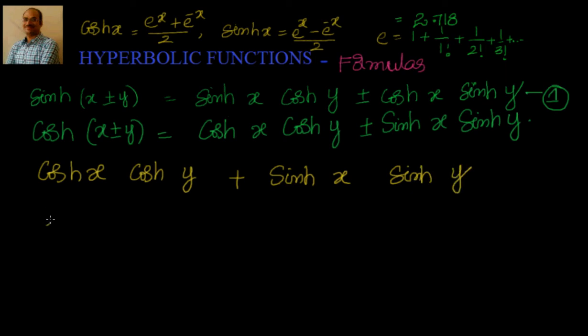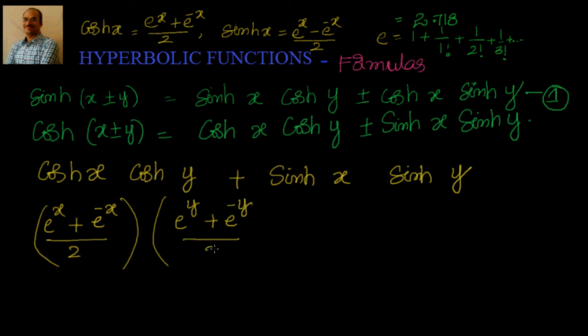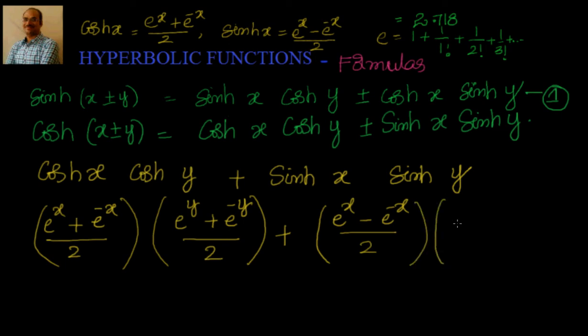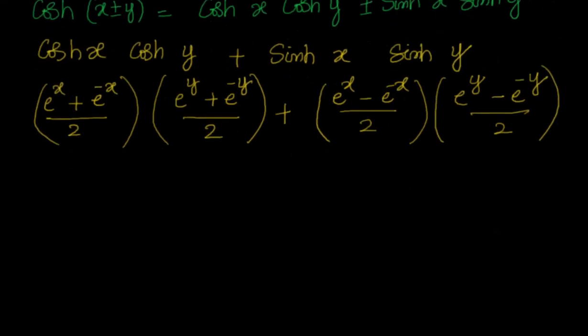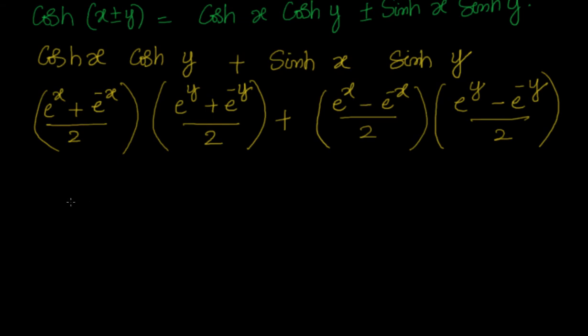Now what is cos h of x? E power x plus e power minus x by 2 into cos h of y is nothing but e power y plus e power minus y by 2 plus sin hx is e power x minus e power minus x by 2 into sin h of y is e power y minus e power of minus y by 2. We will simplify this also like how we did earlier, and we should be able to end up with cos h of x plus y.